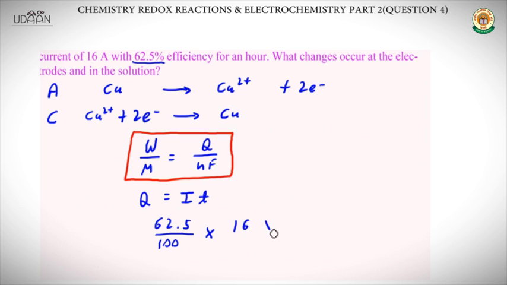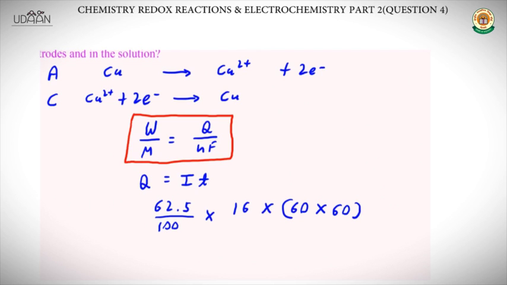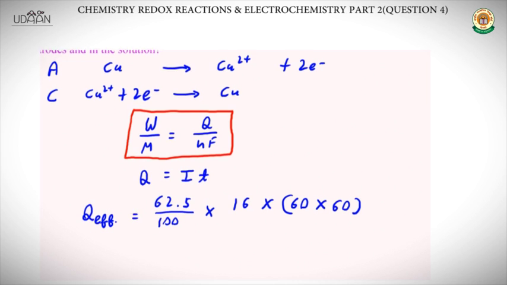I is given as 16 and T is given as 1 hour. So we'll directly convert this into seconds. It would be 60 minutes into 60 seconds per minute. Here only 62.5% of the current is being used as energy, so we have to take 62.5% of that. Hence we can call this Q effective.